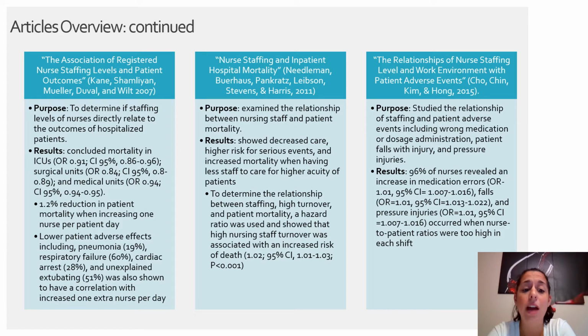The lower patient adverse effects included pneumonia 19%, respiratory failure 60%, cardiac arrest 28%, and unexplained extubation 51%, which was also shown to have a correlation with increasing 1 nurse per patient day. The fourth article's purpose was to examine the relationship between nursing staff and patient mortality. The results showed decreased care, higher risk for serious events, and increased mortality when having less staff to care for a higher acuity of patients.